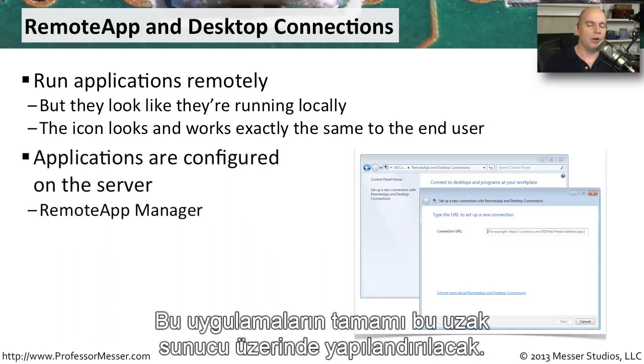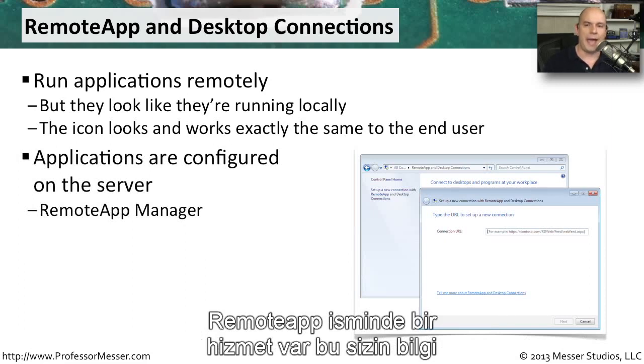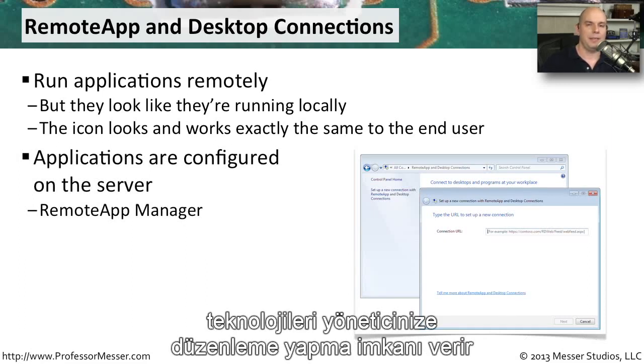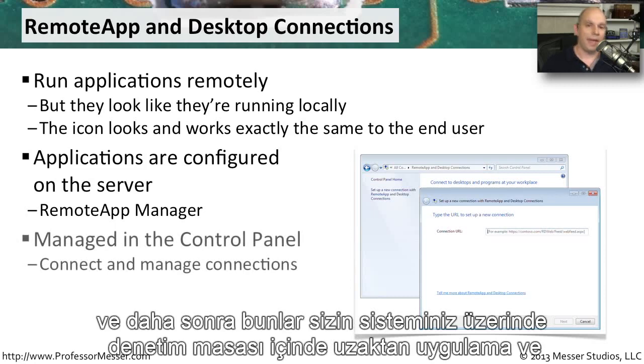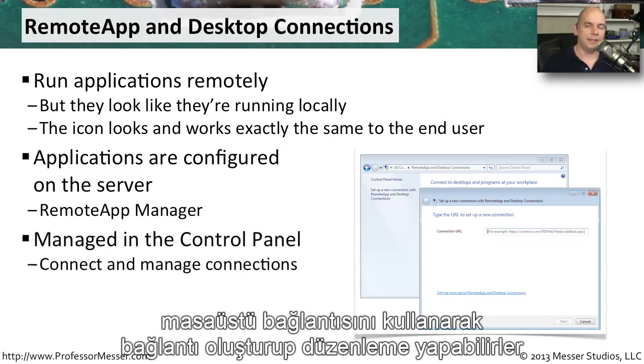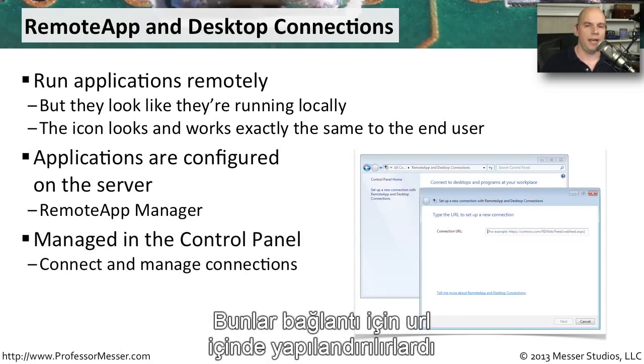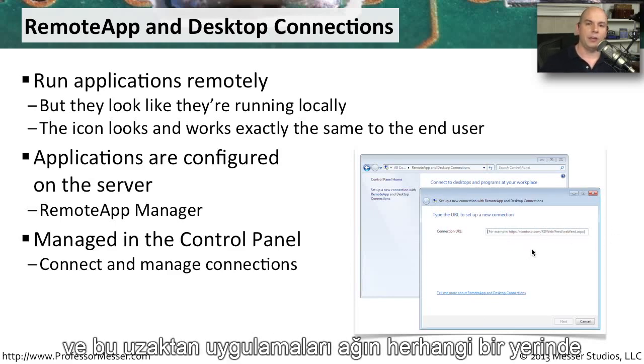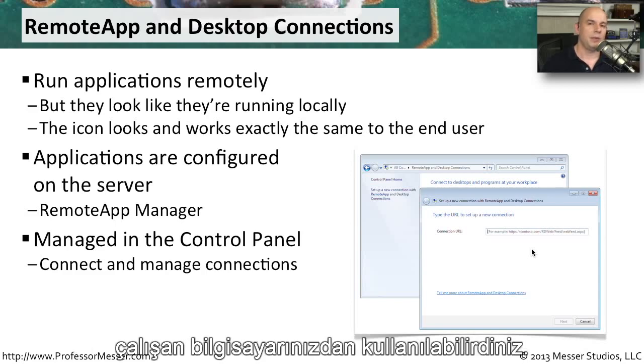These applications are all going to be configured on that remote server. There's a service called the RemoteApp Manager that allows your IT manager to set that piece up. And then they would configure on your system, inside of this RemoteApp and Desktop Connections link inside of your control panel, where those connections happen to be. They would configure the URL for the connection, and now you're able to use that remote application from your computer even though it's running somewhere else on your network.